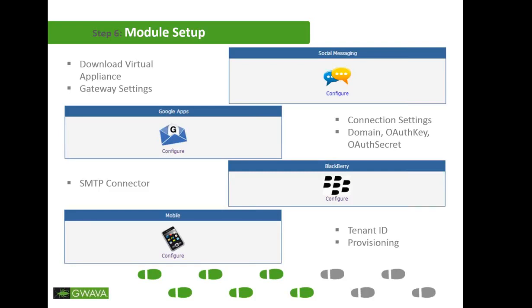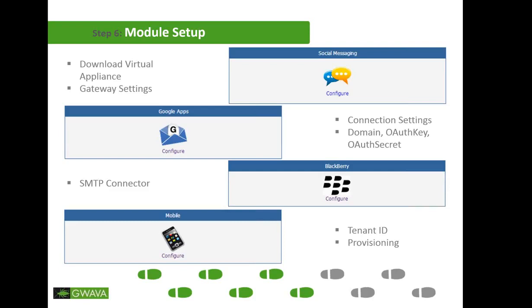The Google Apps module needs the connection settings and the domain name, the authentication key, and the authentication secret, which you can set in Google Apps. And then we can download the address book, and we can archive messages from Google Mail. But only Google Mail for Business, so not the former free version of Google Apps, or not even the private Google Mail part.